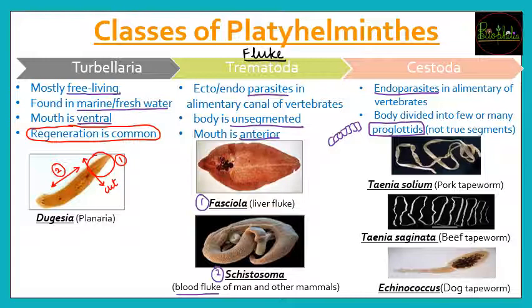So examples of Cestoda are going to be Taenia solium. So Taenia solium is going to be called the pork worm. Taenia saginata is going to be the beef worm. अब pork worm और beef worm में क्या फर्क है?